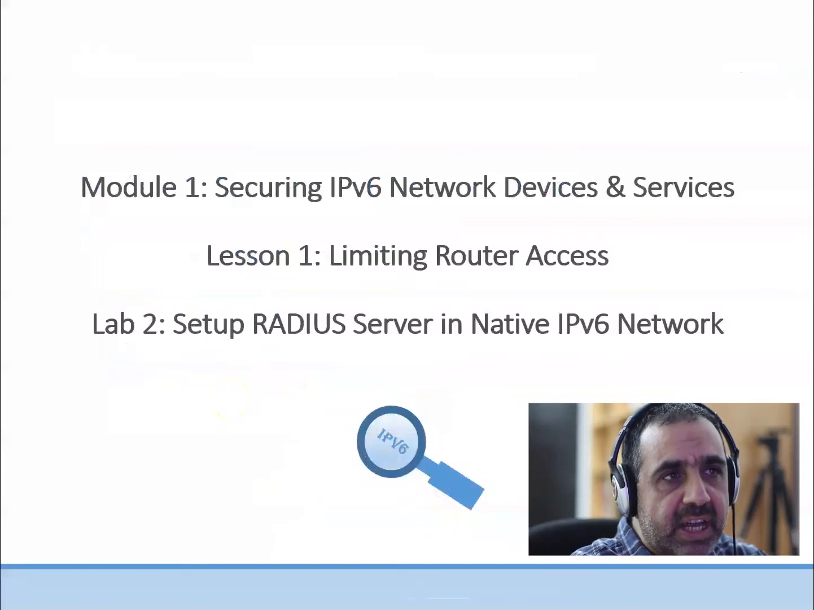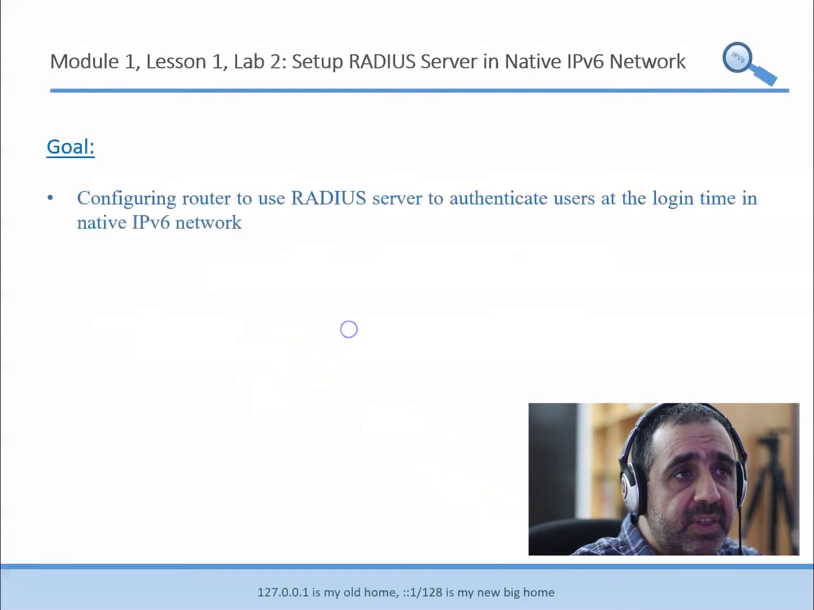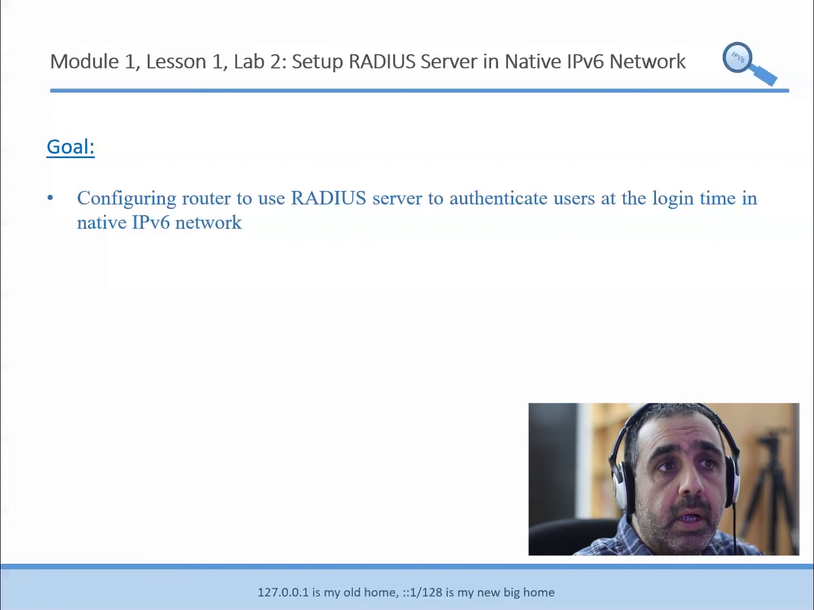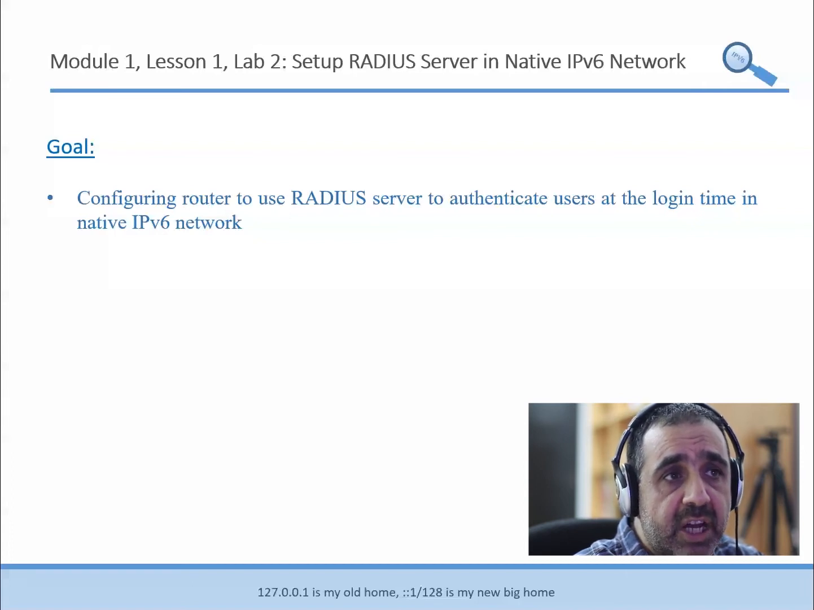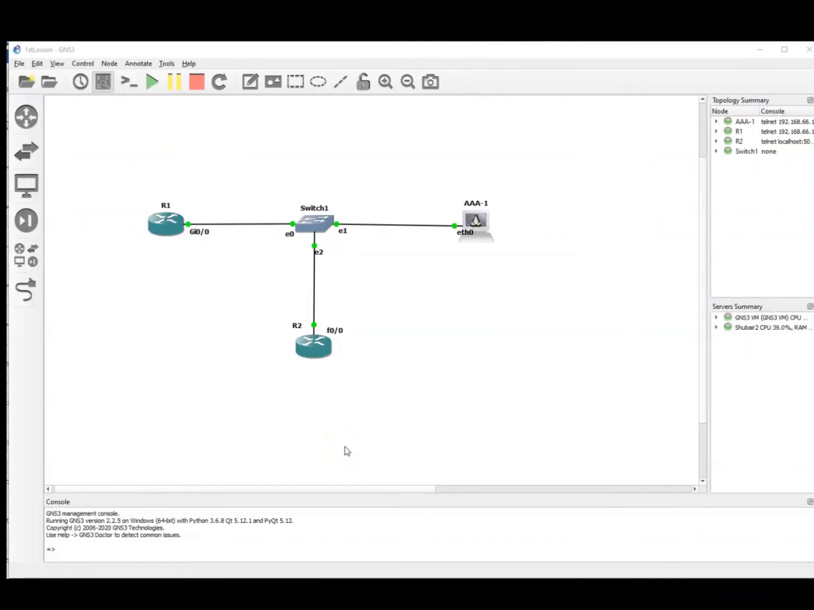Welcome to the second lab of lesson 1 in module 1: set up RADIUS server in native IPv6 network. The goal of this lab is to configure the router to use a RADIUS server to authenticate users at login time in a native IPv6 network. We will use the same topology that was used in lab number 1.